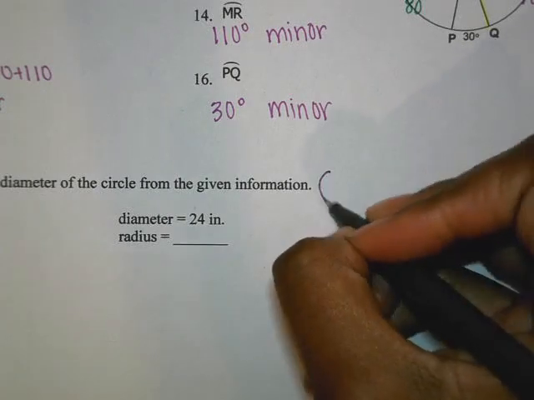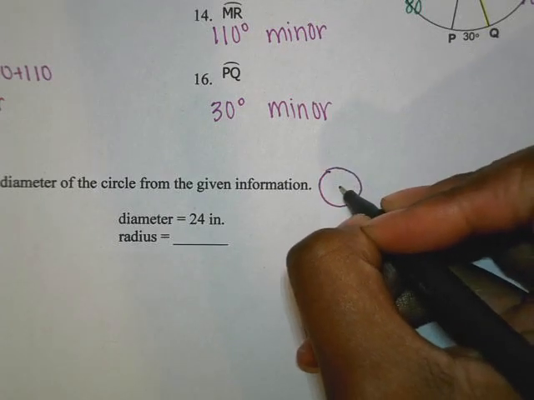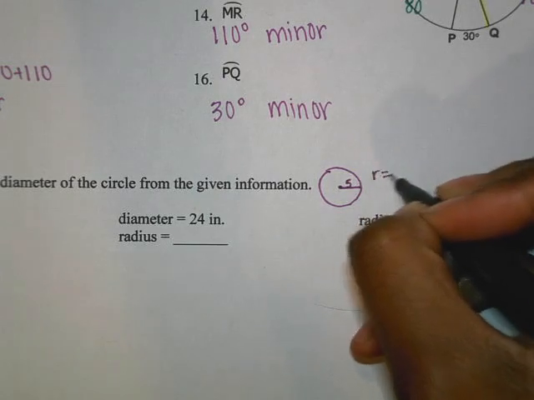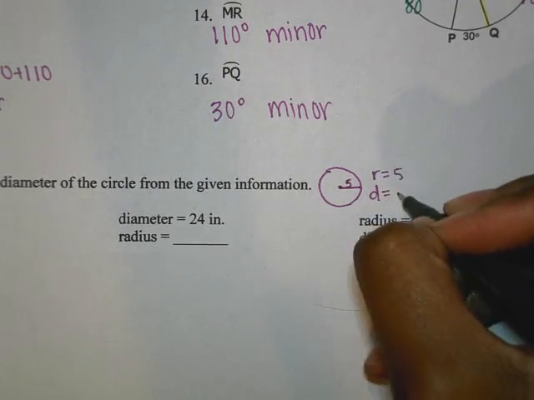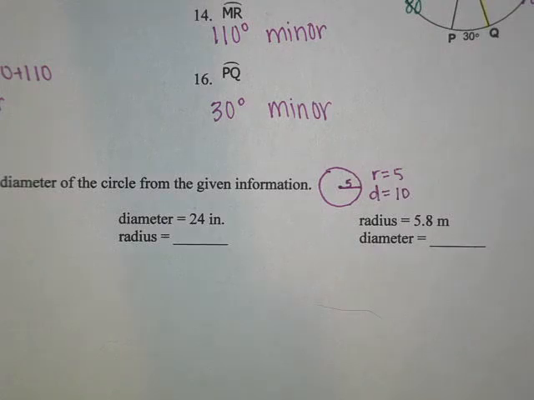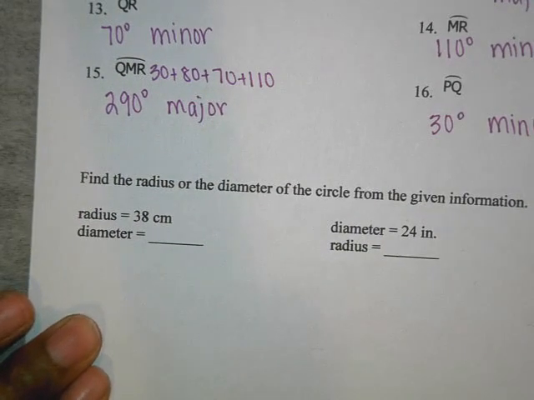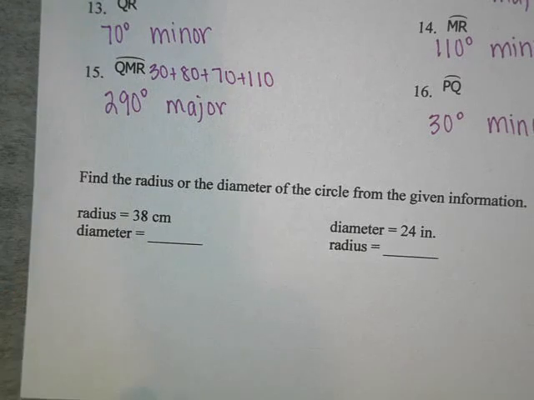Okay, so as an example here, if I have a circle and my radius is 5, my diameter is going to be 10. That's how that works. So let's look at the first one. My radius is 38 centimeters. So to find my diameter, I'm going to do 38 plus 38.